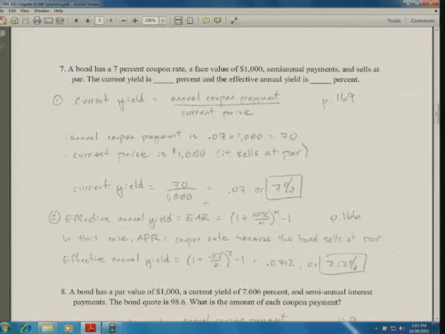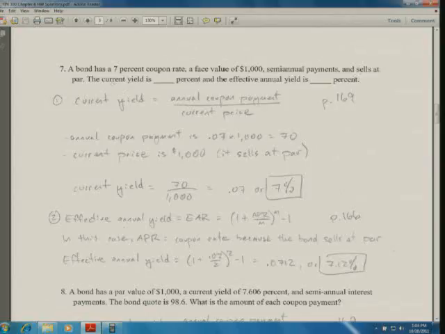And number 7 from the Chapter 6 homework. This question reads that a bond has a 7% coupon rate, a face value of $1,000, semi-annual payments, and sells at par. The current yield is blank percent, and the effective annual yield is blank percent. And so we've got to make 2 calculations with this problem.